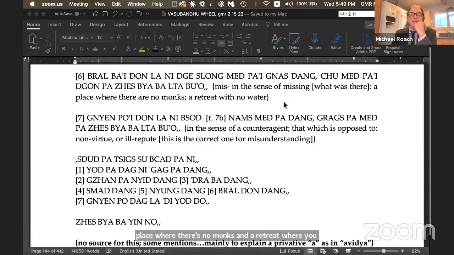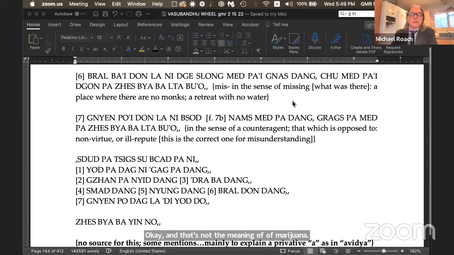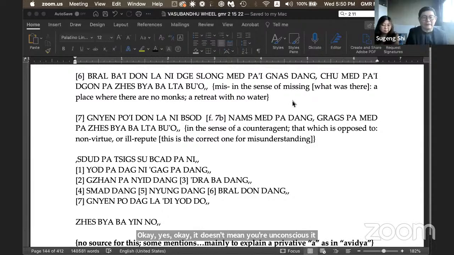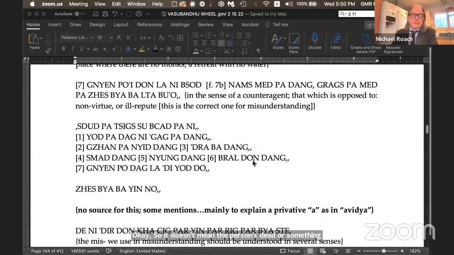Okay. And that's not the meaning of Marikba here. It doesn't mean you're unconscious. It doesn't mean no awareness at all. That's not the meaning here. So it doesn't mean the person's dead or something. Rikpa, not aware or something like that. He's aware, but number 7 might be good.